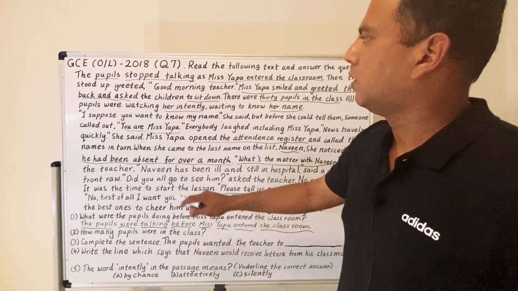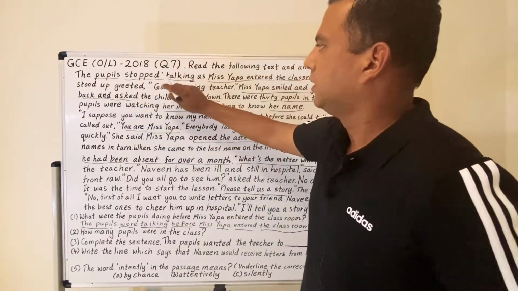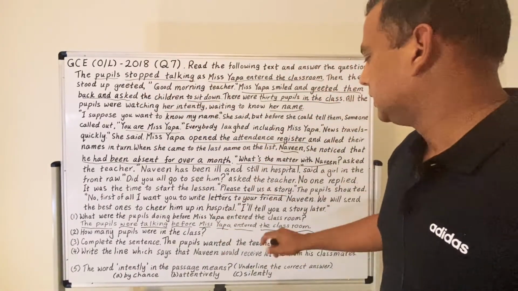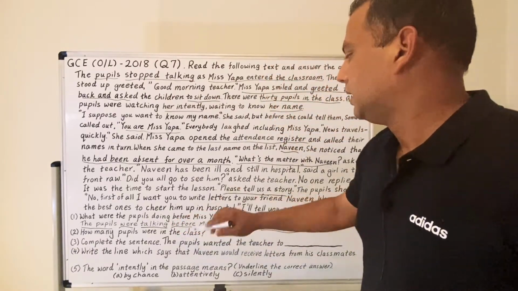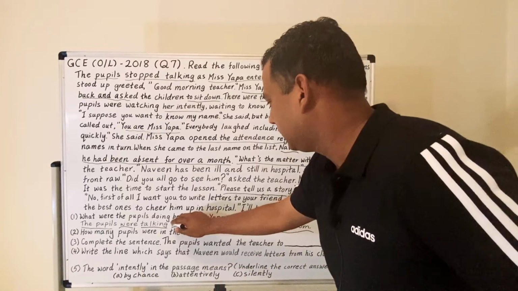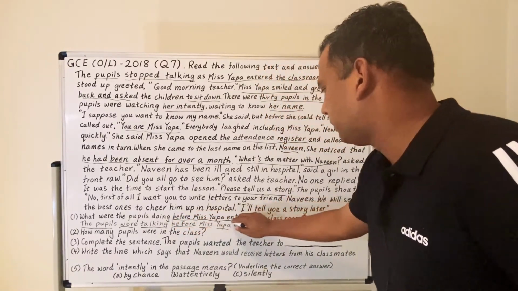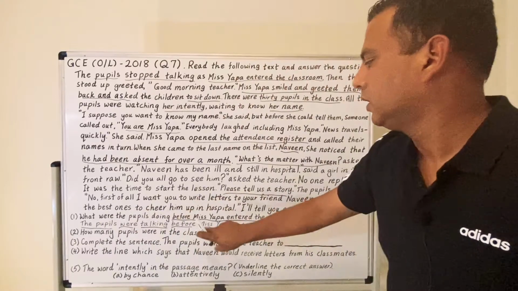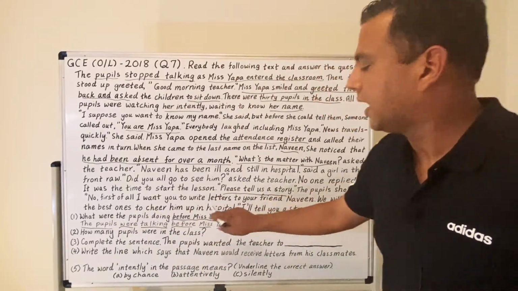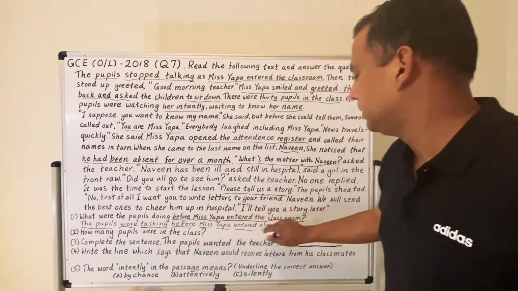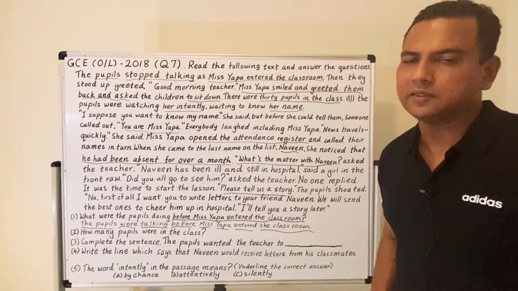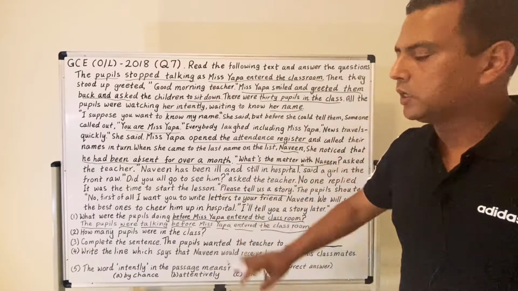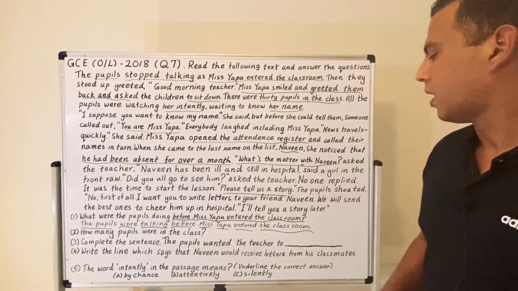And it's very easy. So what we did was we took the first bit of it, but we changed the pupils stopped talking to the pupils were talking, and then in the question itself, it was asked what they were doing before she entered. So we wrote that bit as it is, before Miss Yapa entered the classroom. So as you can see here, the first part of it, the pupils were talking. Then we just wrote the second part as it is. It was asked in the question, before Miss Yapa entered the classroom. See how it is? That's what I'm saying. You don't have to bring anything from outside. From the passage and the questions itself, you can make your answer.